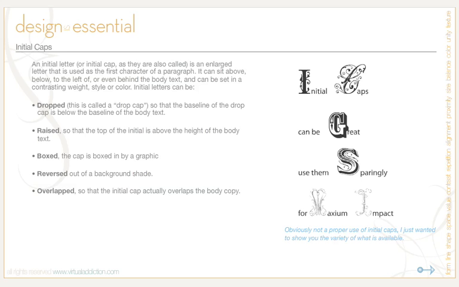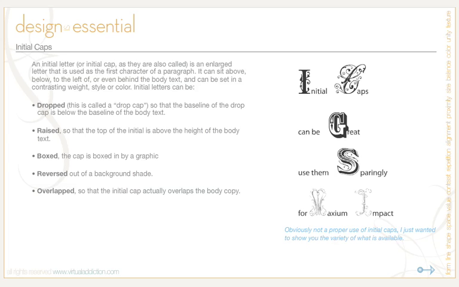Let's look at initial caps. An initial letter, or initial cap as they are also called, is an enlarged letter that is used as the first character of a paragraph. It can sit above, below, to the left, or even behind the body of text, and it can be set in contrasting weight, style, or color.